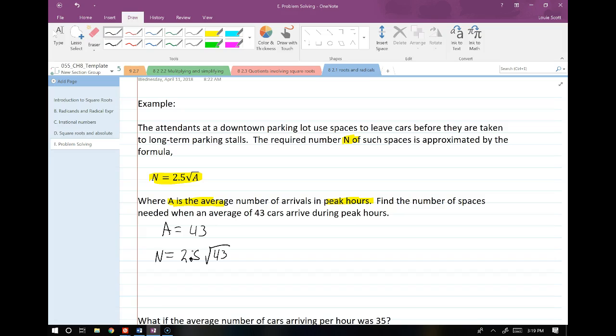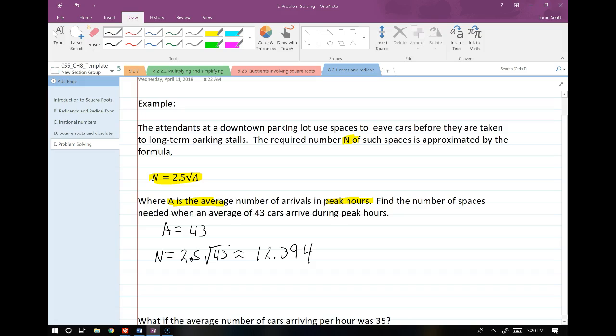Anybody else try that? What'd you get? 16.397. Excellent. This equals roughly 16.394. So we'd be tempted to leave this as is and call this the answer, but they talked about the number of parking spots we should have open, and we're not going to open 0.394 of a parking spot. That's just goofy. But we want to round in the right direction.